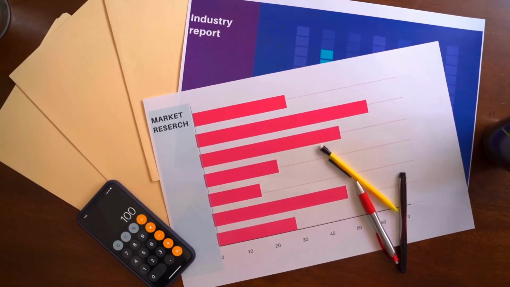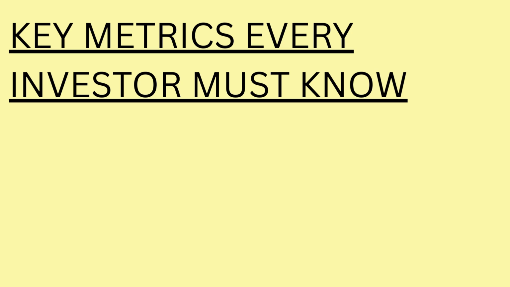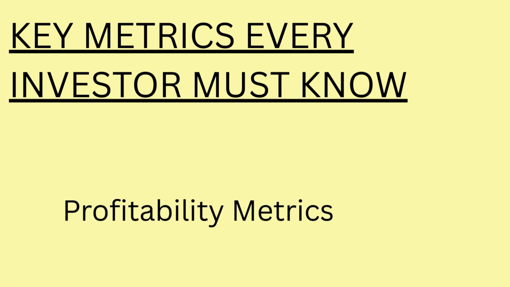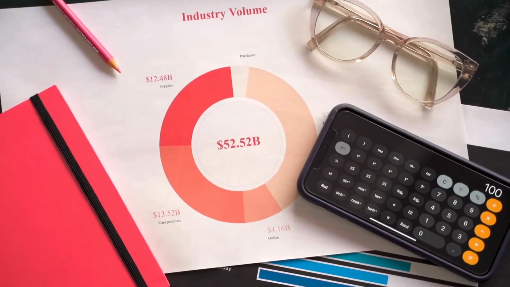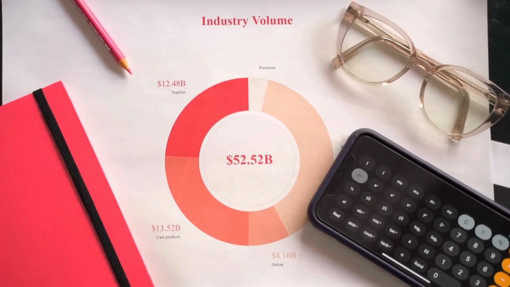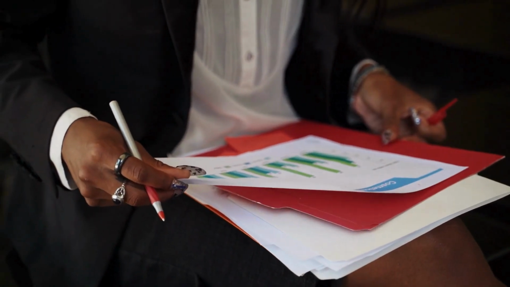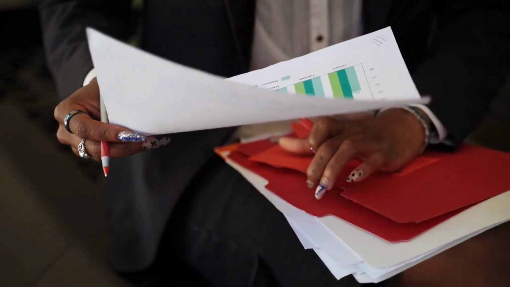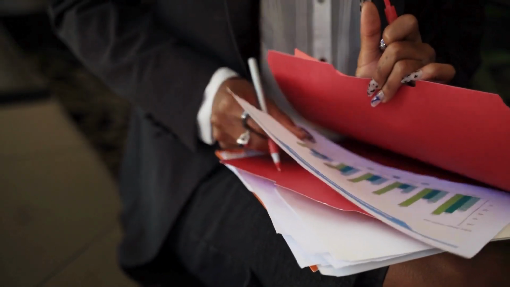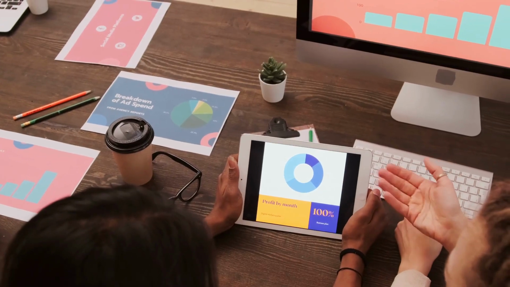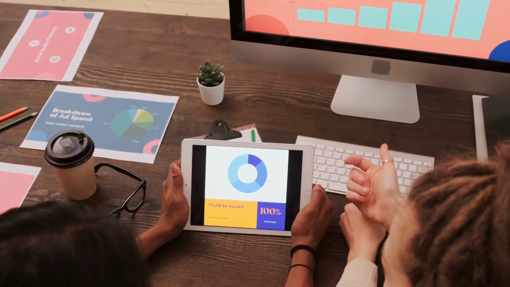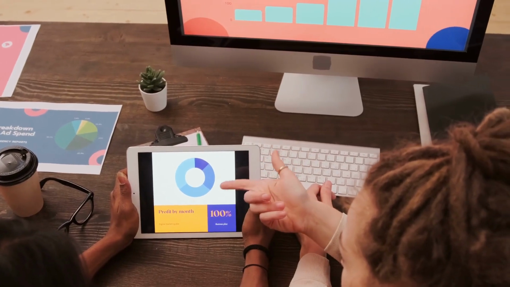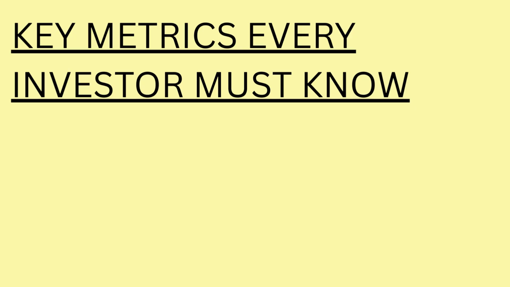Key metrics every investor must know. Profitability metrics. Revenue growth shows rising demand. Gross margin shows how efficiently a product is produced. Operating margin shows how well the company controls costs. Net profit margin tells you how much real profit remains. Earnings per share, or EPS, shows profit divided by the number of shares.